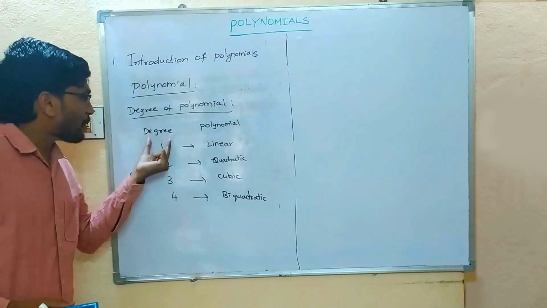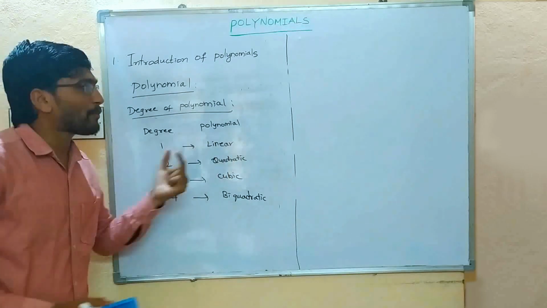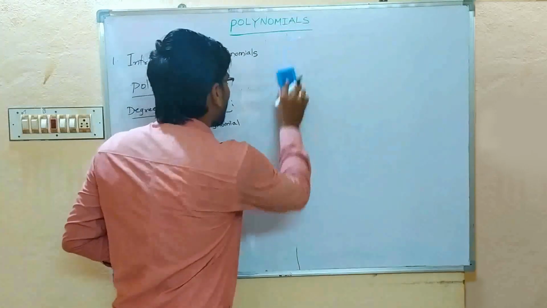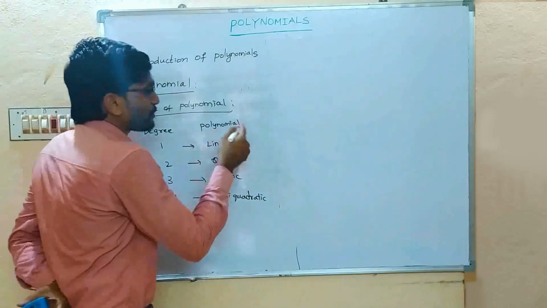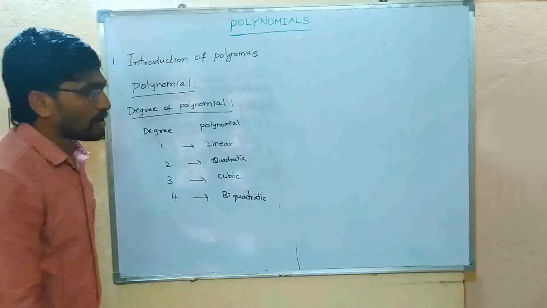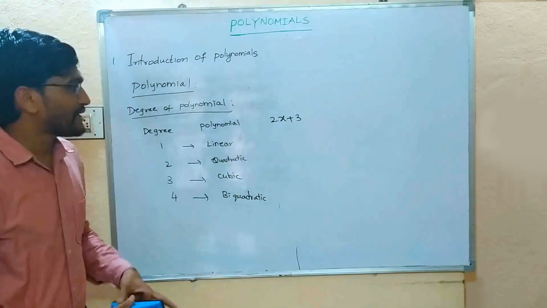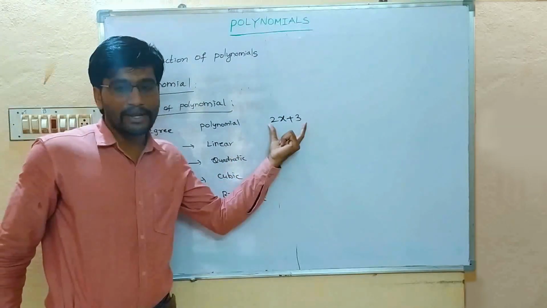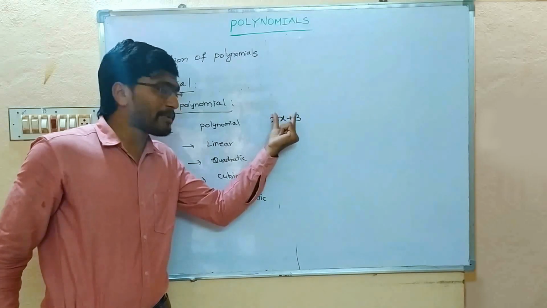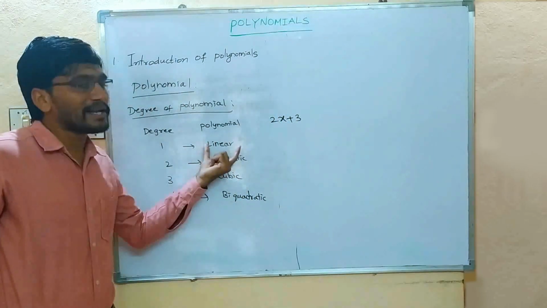If the degree of the polynomial is 1, then it is called a linear polynomial. So what is the general form of a linear polynomial? First, let me take an example: 2x plus 3. Here, what is the degree of this polynomial? 1. The degree of the polynomial is 1, so it is called a linear polynomial.